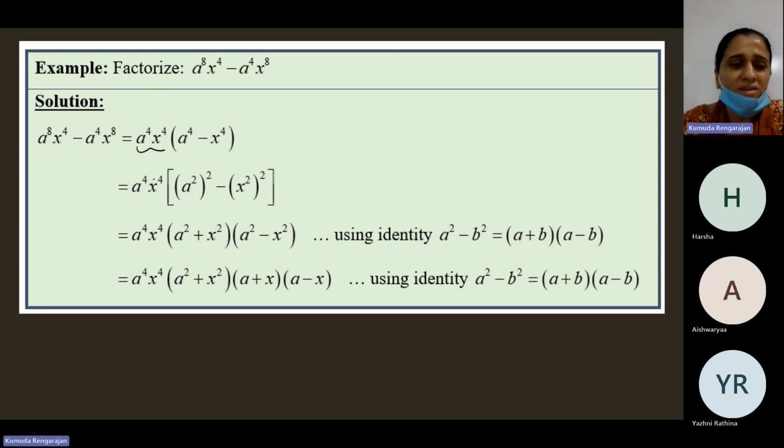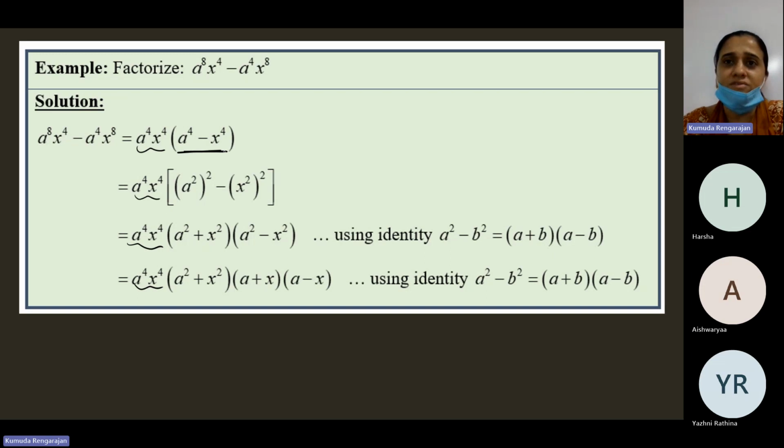Whatever is taken out common, nothing will be done with that. That just comes out as it is. The HCF, which is outside the bracket, just comes down in every step. Nothing is done with that. We factorize the expression inside the bracket.